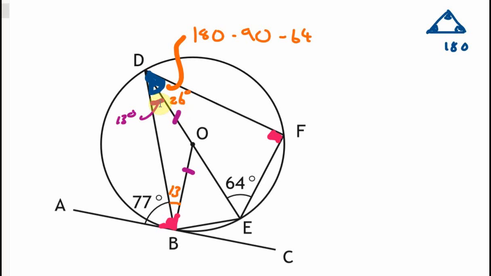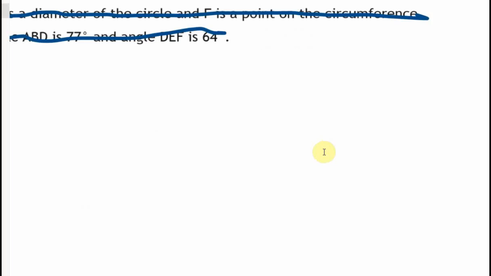I think that's it. So we've worked out both ends of the angle, so we just need to add them together. So we're going to do 13 plus the 26, and I'll write it in blue, that's going to give us 39 degrees. All right, I'll just zoom back out again.